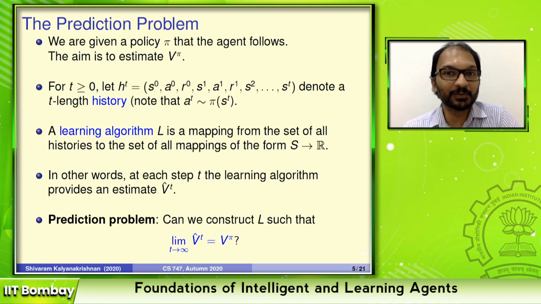Remember, this was actually the problem of policy evaluation when we were talking about planning. You could do this by solving Bellman's equations, but remember Bellman's equations had on their right-hand side the transition probability matrix and the reward function. So you don't have access to those. And it is based on interacting with the MDP that you have to now estimate v pi. So prediction is basically policy evaluation in the learning context.